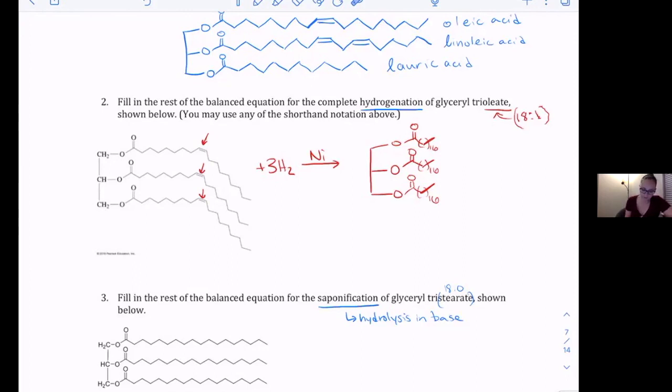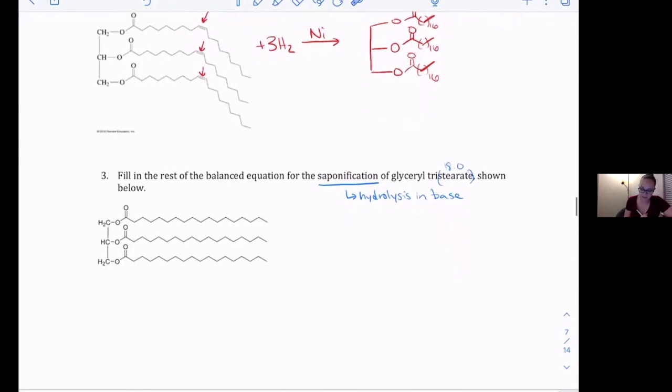Okay. And lastly, fill in the rest of the balanced equation for the saponification of glycerol tristearate shown below. So I went ahead and wrote that it's 18:0 for tristearate, so that I didn't have to count these carbons in front of you. And then saponification, so that's our hydrolysis in base. That's when we're making our soap using sodium hydroxide.